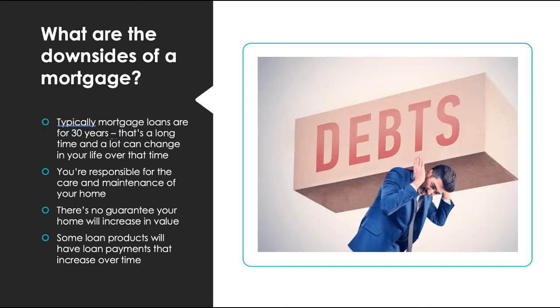All right. Now, what are the downsides of buying a house with a mortgage? Well, typically mortgage loans are pretty large, and so the only way that any household can afford the monthly payment is by making it for a very long term. The longer the term, the lower the monthly payment. And so typically mortgage loans are 30 years long.